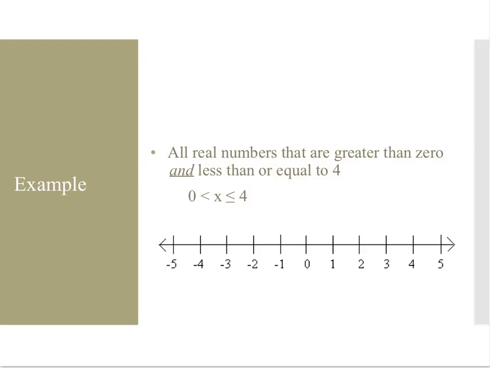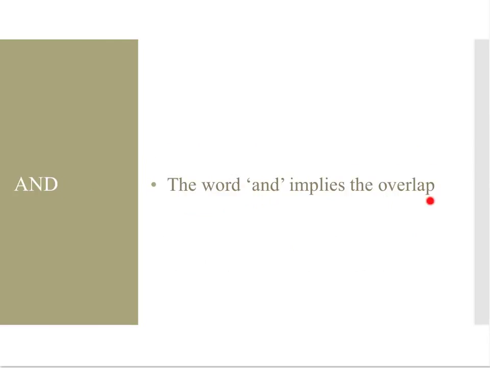Example, x is between 0 and 4. So we're looking at the union of x is greater than 0 and x is less than or equal to 4. Since x is greater than 0, we have an open circle there because that's a less than sign. And when x is less than or equal to 4, we're going to have a closed circle. The set of values we're looking at is in the middle. And implies the overlap.